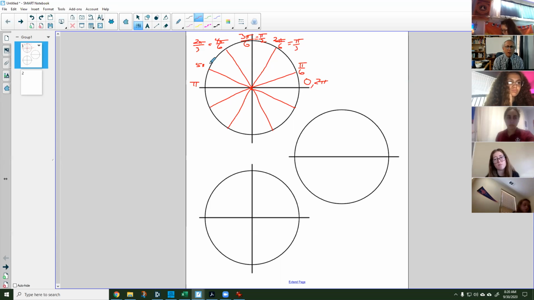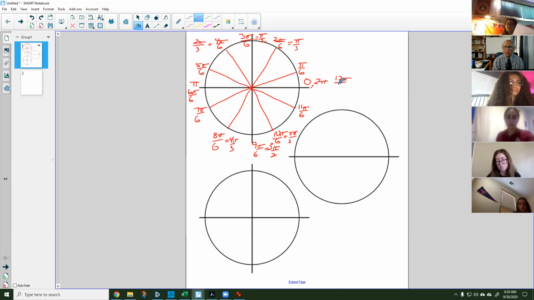And then 5 pi over 6, 6 pi over 6, which is the same thing as pi, 7 pi over 6, 8 pi over 6, which is 4 pi over 3, 9 pi over 6, which can be reduced to 3 pi over 2, 10 pi over 6, which can be reduced to 5 pi over 3, and then 11 pi over 6. And then 2 pi is the same thing as 12 pi over 6.